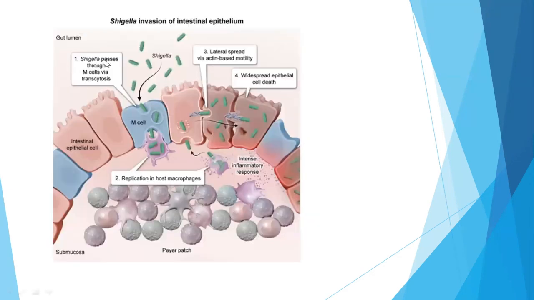Here we can see Shigella passes through M cells via transcytosis. Then there is replication inside the host macrophages, which causes an intense inflammatory response. And then through actin-based motility, there is lateral spread of the microorganism Shigella. Then there is widespread enterocyte involvement, which will cause epithelial cell death.